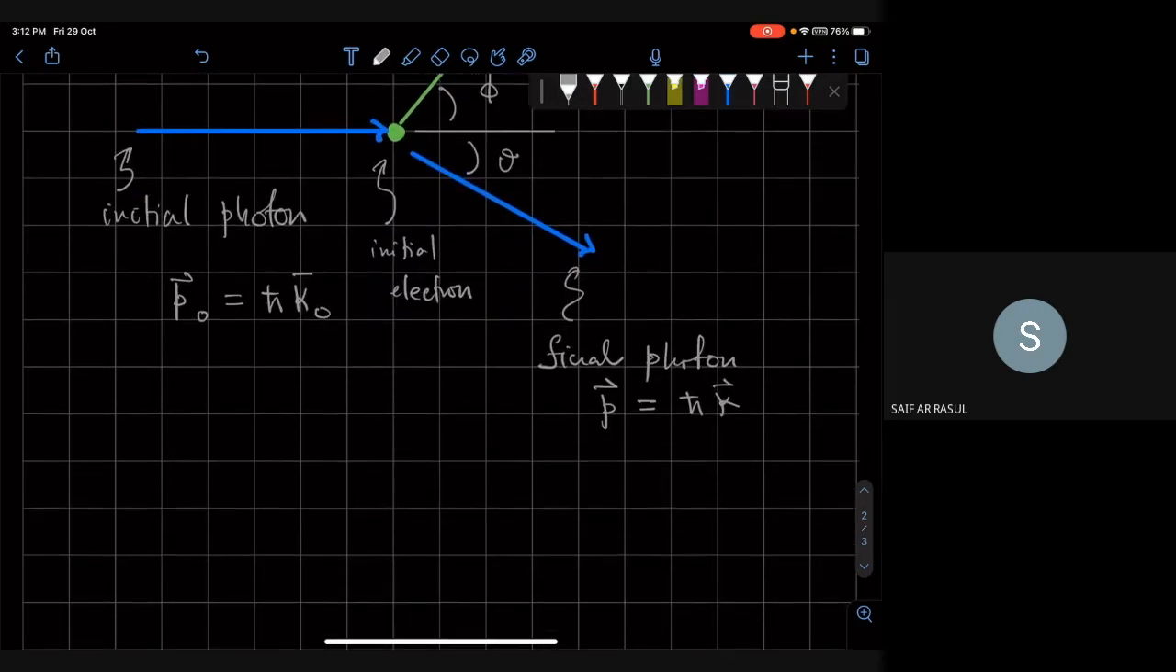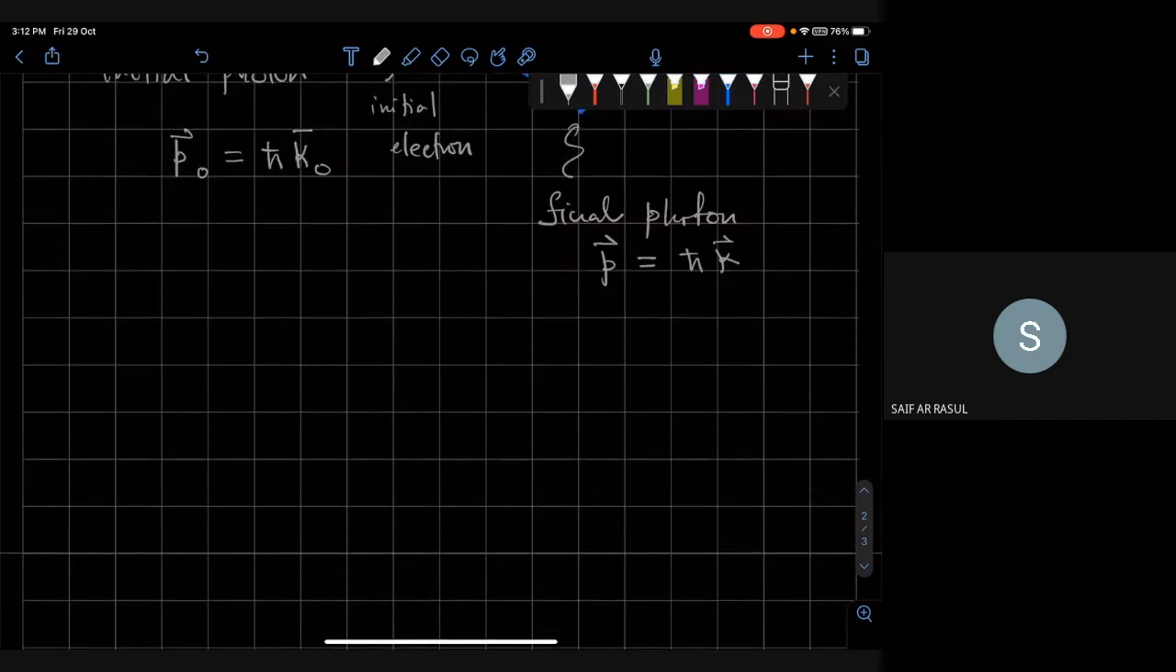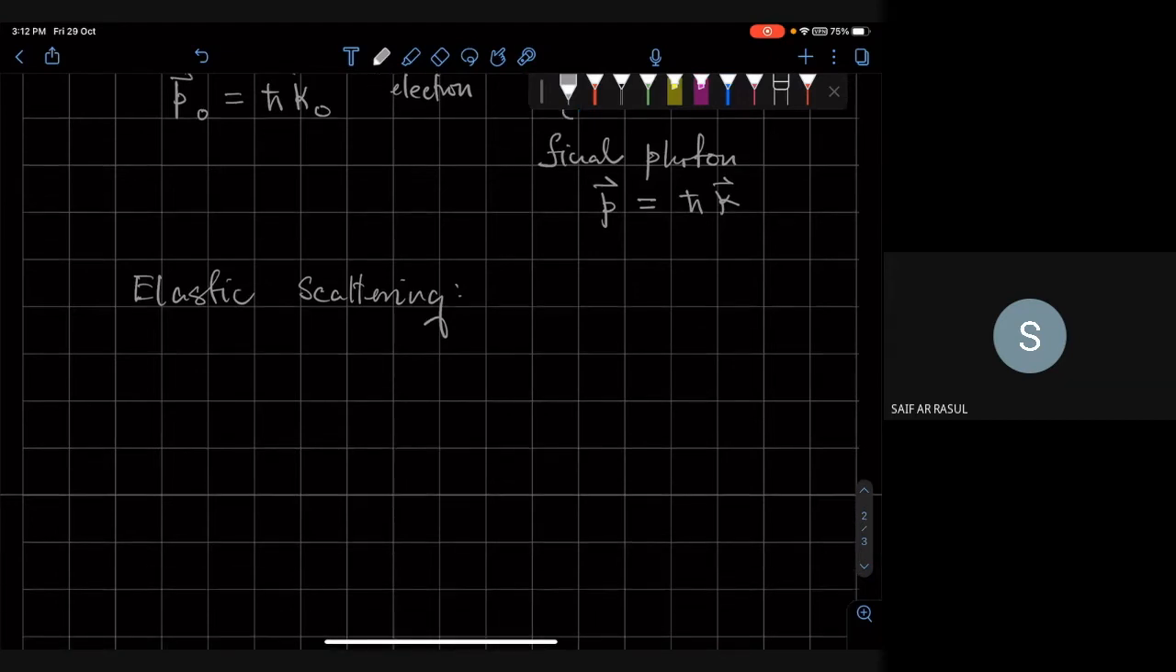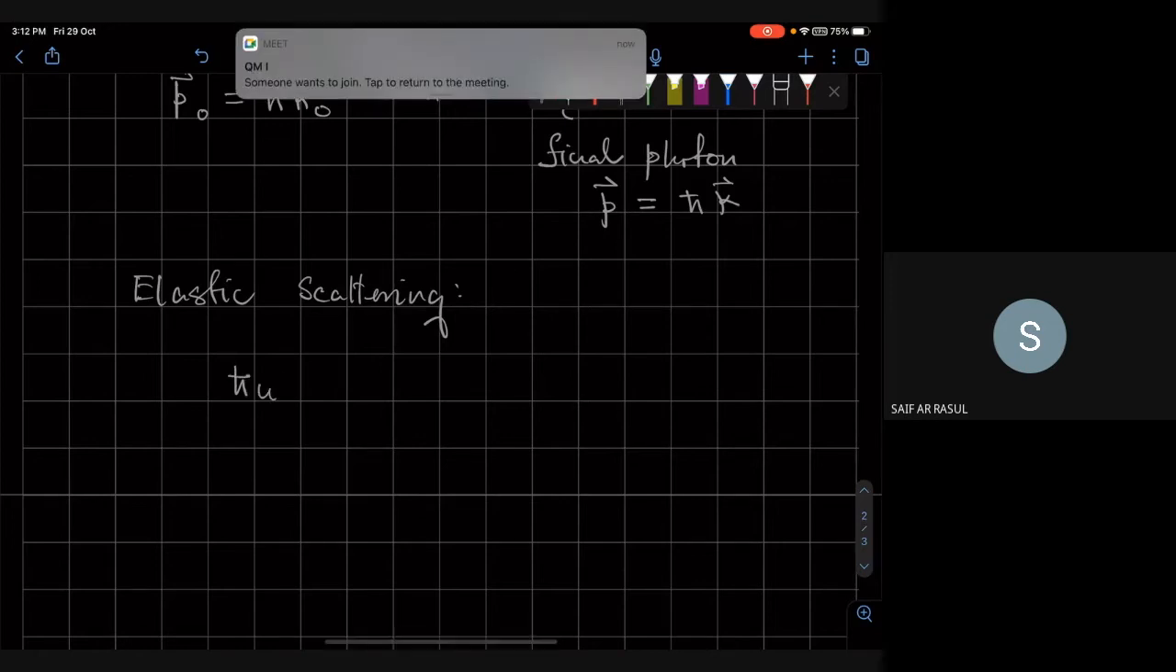So what are the kinematical equations? Well, first, note that this is an elastic scattering. No new particles are being made, right? So it's an elastic scattering. That means that the initial energy and the final energy are preserved. And so what is the initial energy? Well, it's h bar omega naught.